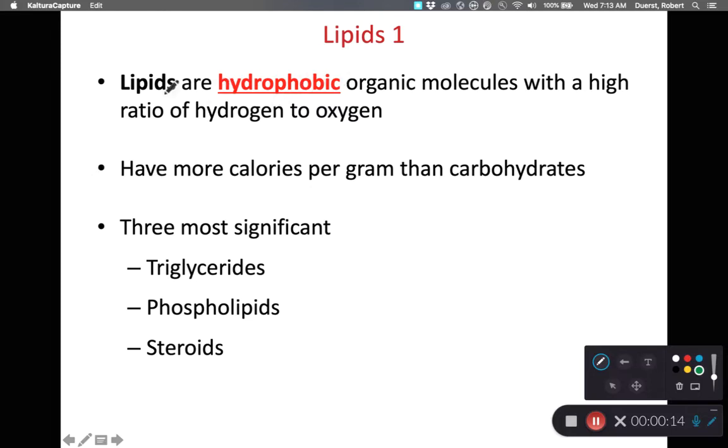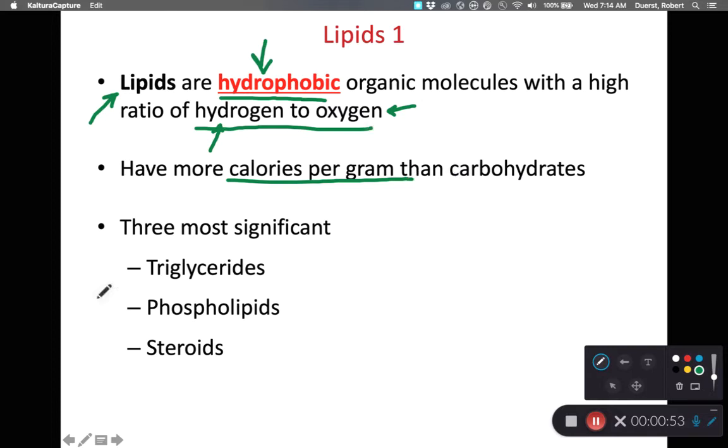Lipids are a category of macromolecule in our body that are hydrophobic, and it's the only hydrophobic one. So if it does not like mixing with water, I want you to think of it as a lipid. They also have a very high hydrogen to oxygen ratio, so they have a lot more hydrogen in them than they do oxygen. This is one of the reasons why they are hydrophobic. They typically tend to have large nonpolar regions. Something that's notable is that lipids have more calories per gram than carbohydrates, proteins, or nucleic acids, so they tend to be more energy dense.